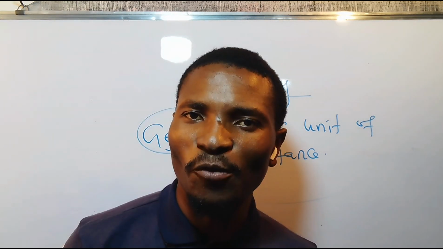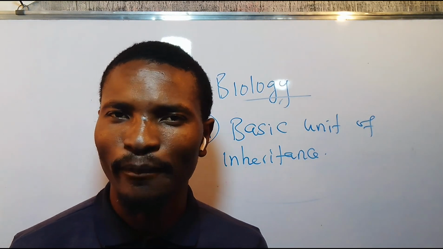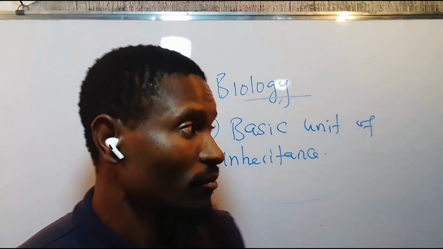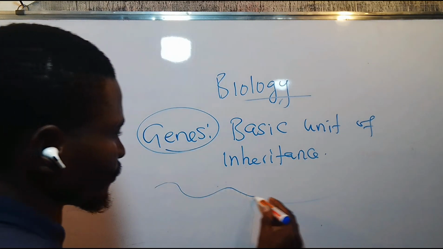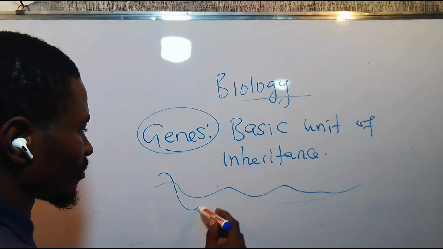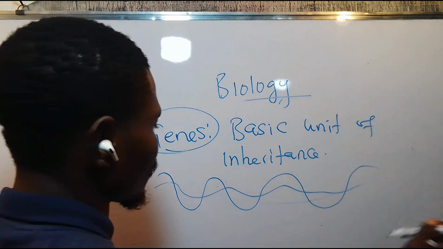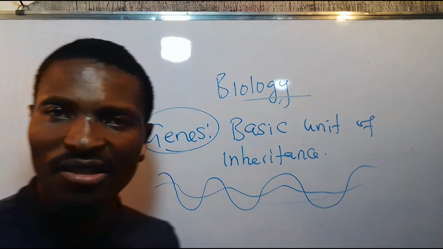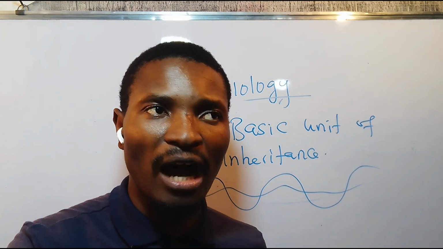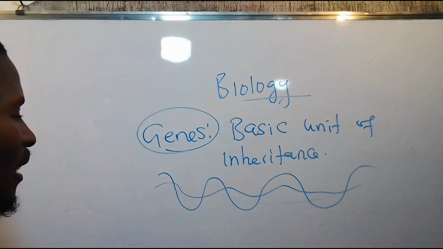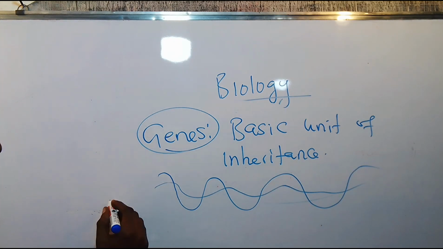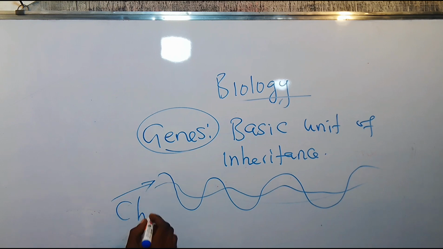But I want you to understand one thing that people don't understand about genes. A gene is a molecular structure. A gene does not exist independently. A gene is found inside a nucleus. And within a nucleus, we have this thing called the chromosome.